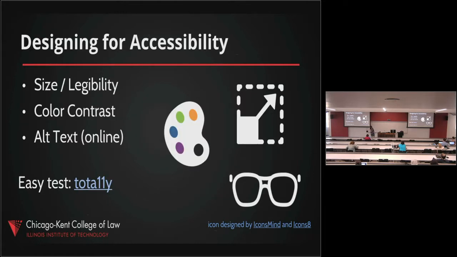Designing for accessibility. And by this, I'm definitely keeping in mind things like disabilities, but it applies to everybody. Legibility and size I already mentioned, and I'll show examples of that later. Color contrast: there are tools out there that help you evaluate whether something's going to be readable.